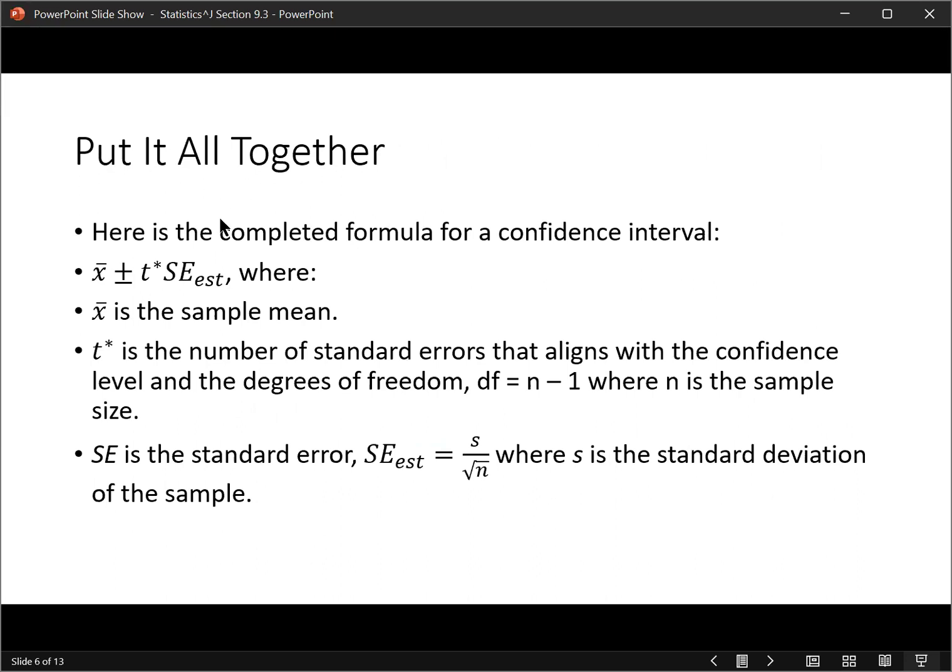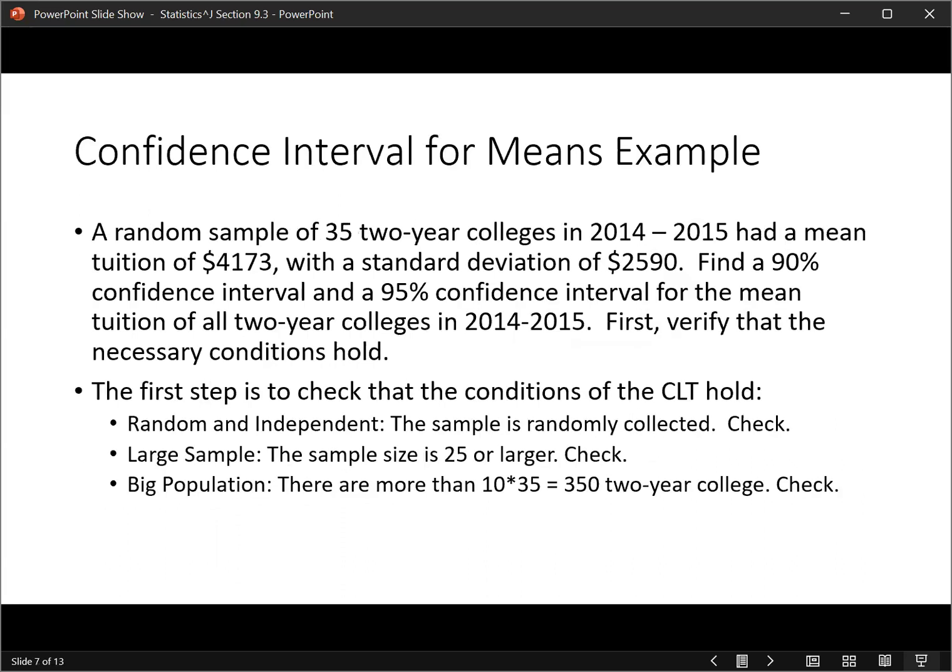Okay, so let's put it all together. Here's the completed formula. You've got the mean of the sample, plus or minus the t star, which you looked up in the table, times the standard error estimate, which was given in the last video. It's written down here, where x bar is the mean, t star is the thing that we just found, and SE is the standard error estimate, which is given by s, the standard deviation of the sample, over the square root of the sample size. This is a very similar formula to the one that we used for confidence intervals for proportions. Let's do an example.